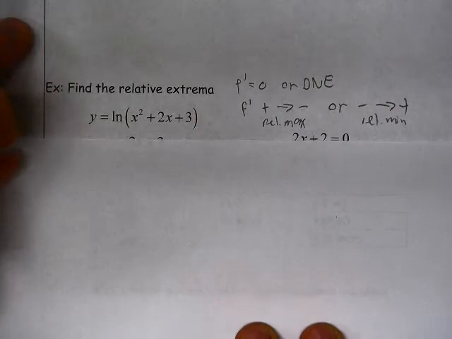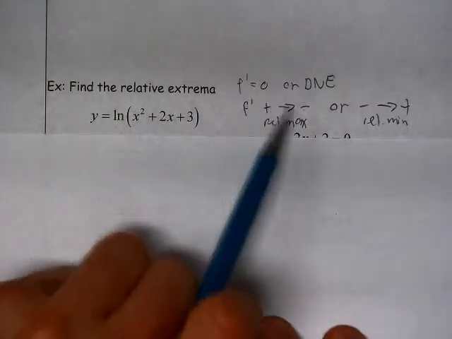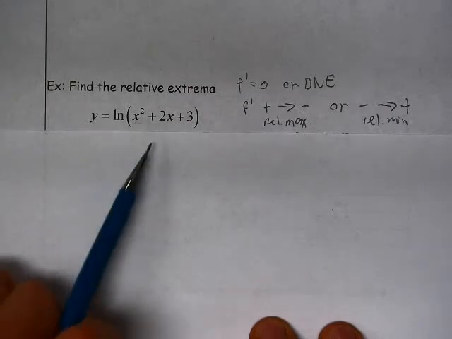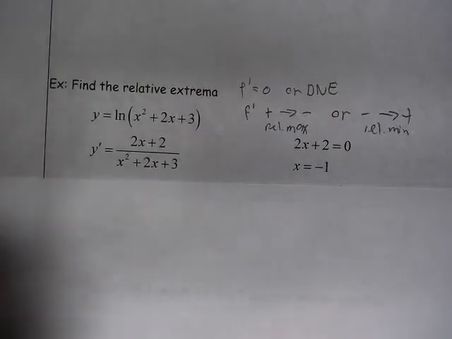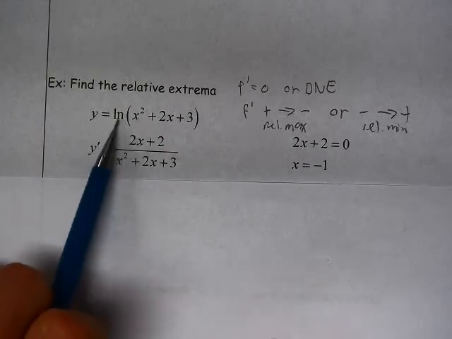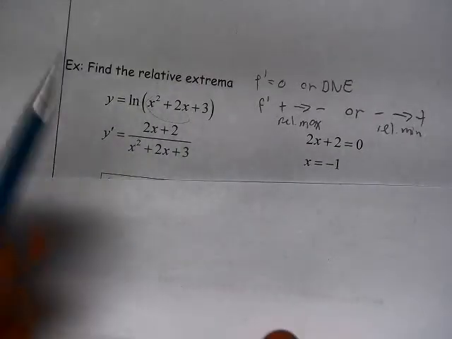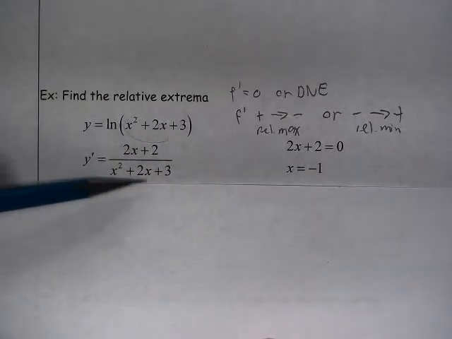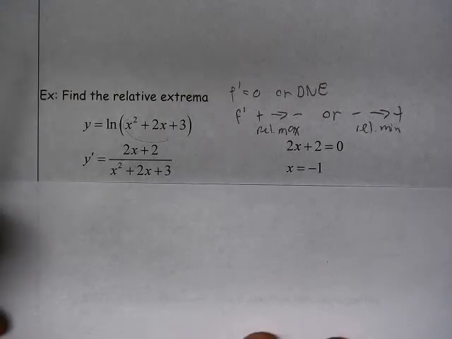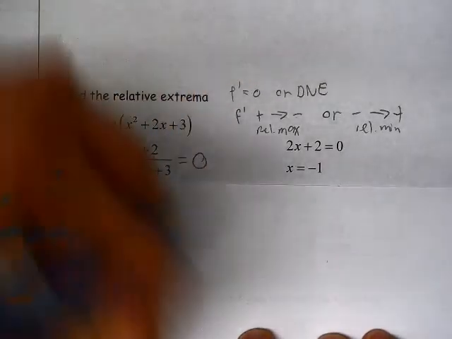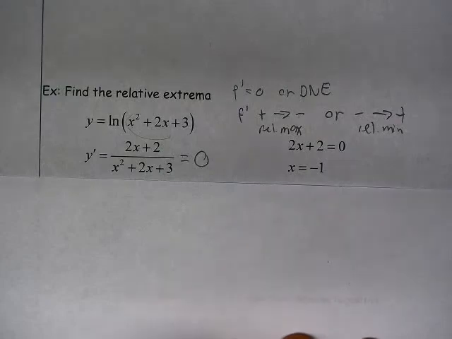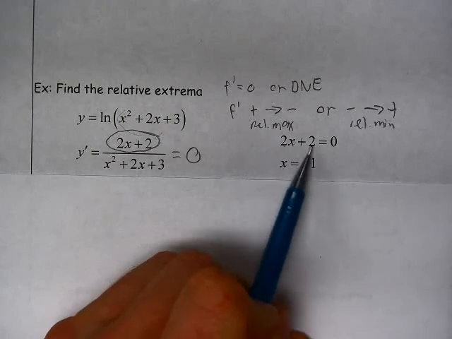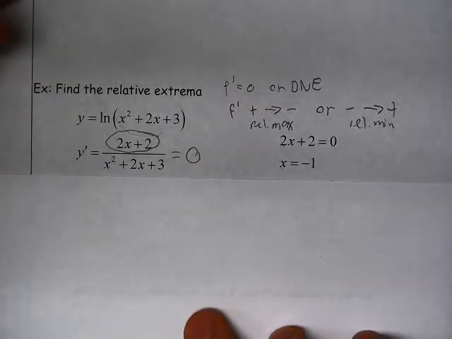Okay, so the way that we find this relative extreme is the same way we did in chapter 3. It's just that now we have a new type of function that we can perform that on. So we're going to find y prime. I take the derivative of this. It's u prime over u. So the derivative of this inner part here is 2x plus 2, and the original u is x squared plus 2x plus 3. Now I want to know when that derivative is equal to 0. That means I just set the numerator equal to 0. 2x plus 2 equals 0 means that x equals negative 1.